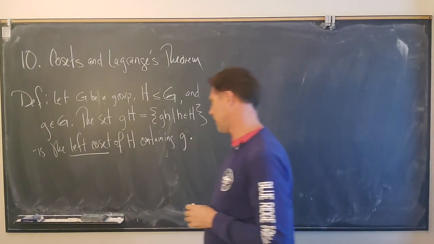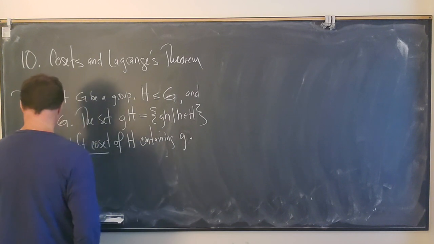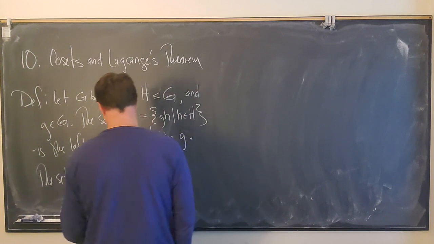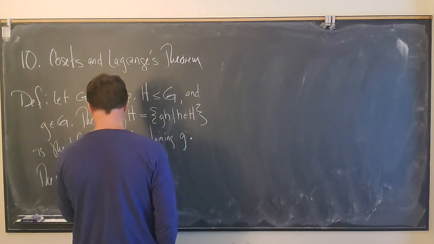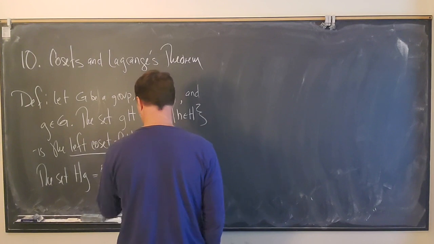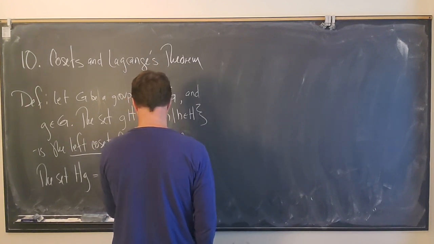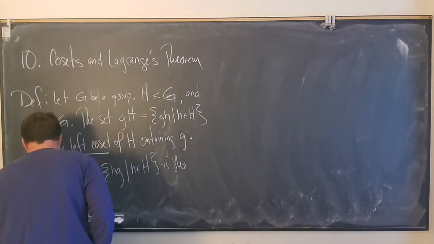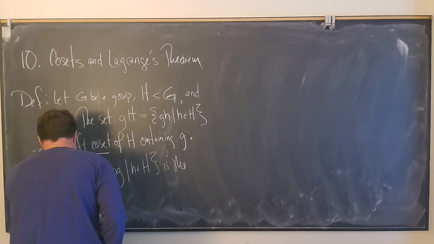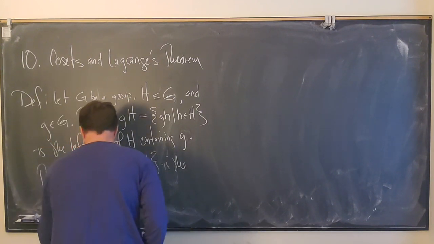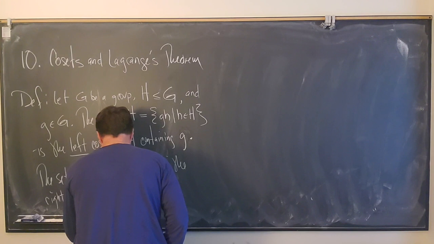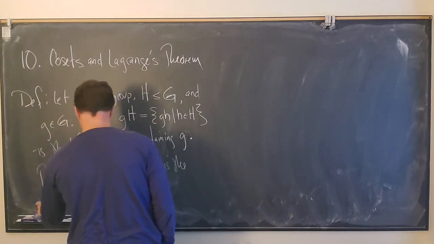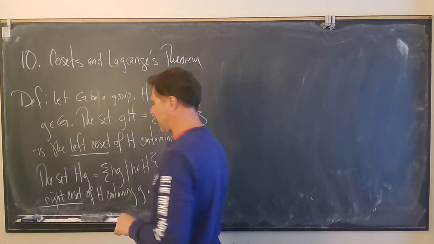There's also the right coset. So the set, which we would write as capital H times little g, will be the set of all elements of the form little h times little g, where little h runs through all of capital H. This is the right coset of capital H containing little g. All right, so we have left cosets and right cosets.